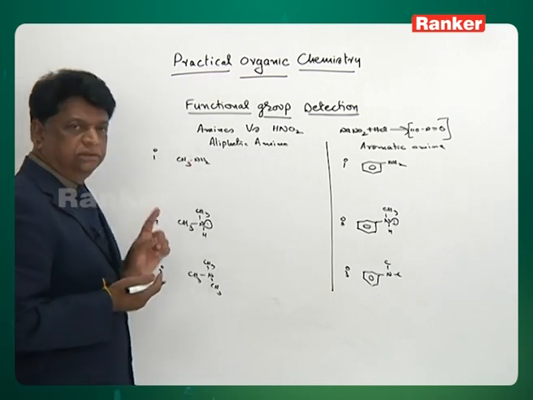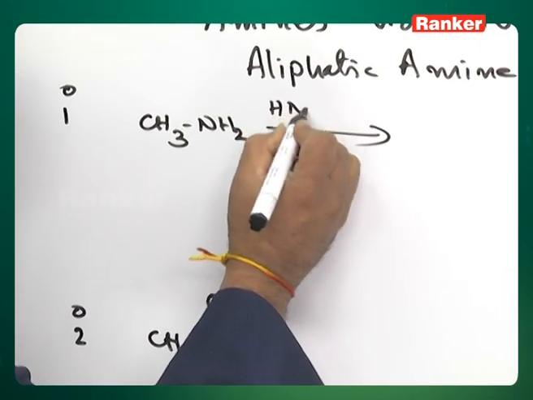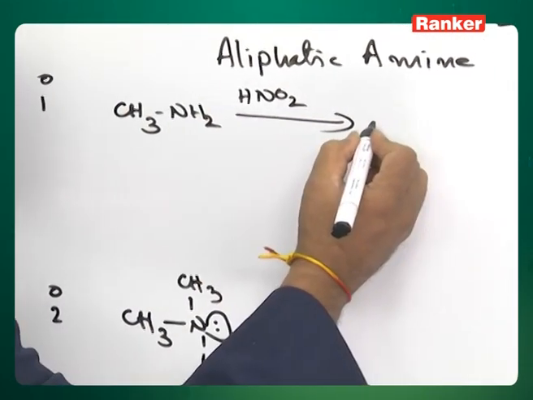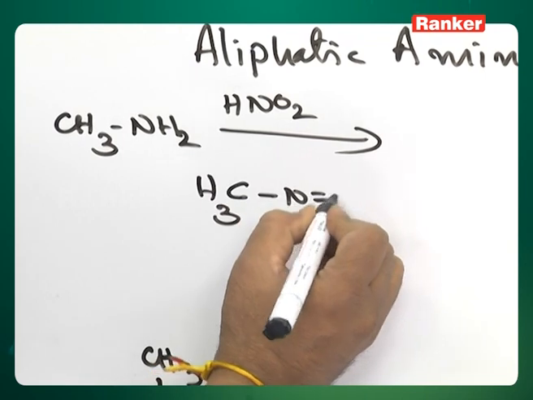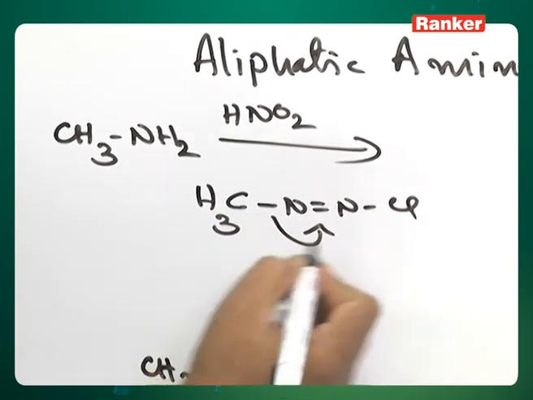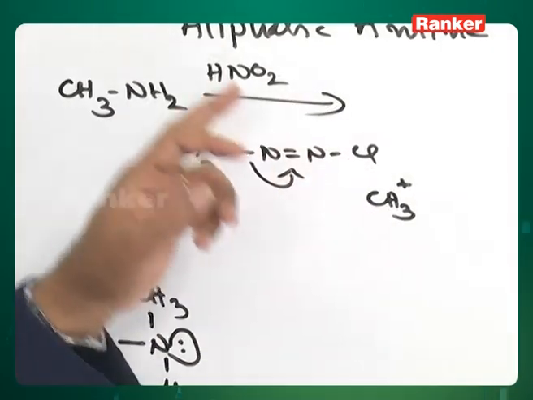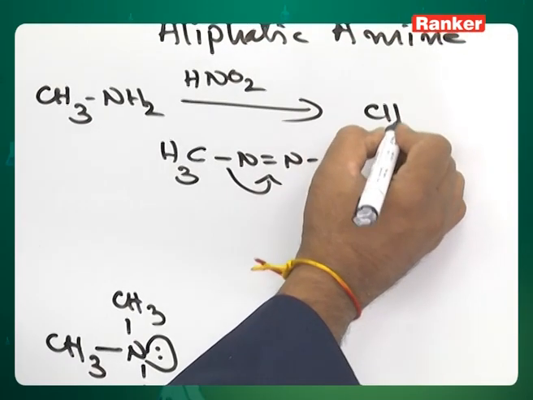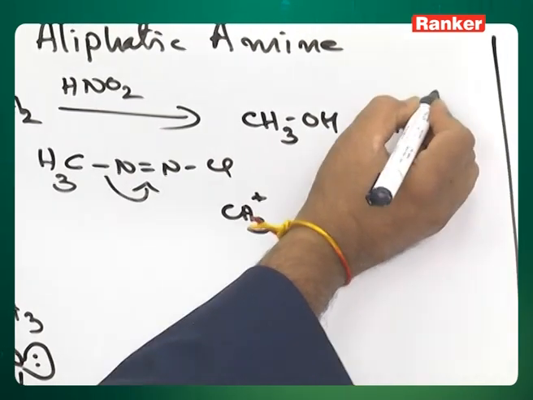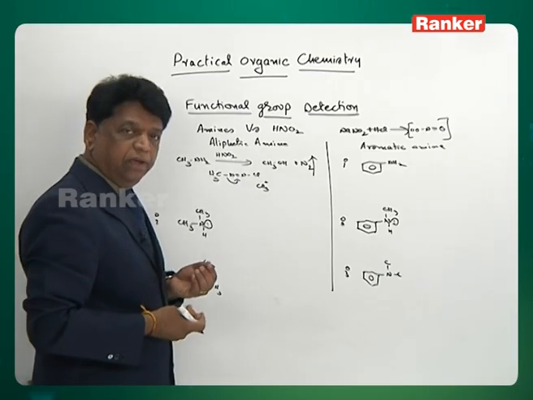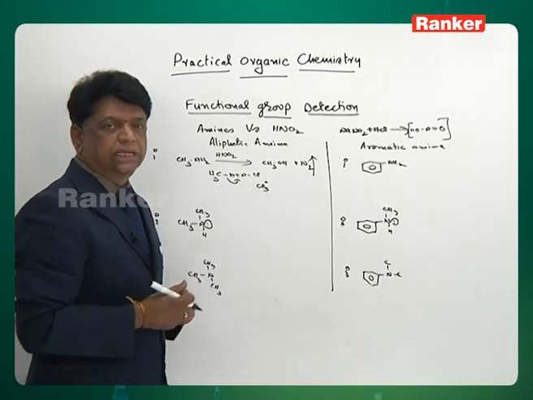Now, the reagent is one, that is nitrous acid. What happens, you see. When I add HNO2 in the first case, initially the methyl diazonium salt is formed, but the diazonium group is a highly good leaving group, therefore it decomposes and gives a methyl carbocation, which in the presence of water becomes methyl alcohol. But the N2 comes out as effervescence, just like a carboxylic acid with bicarbonate, CO2 gas comes. Like that in this case also N2 gas will come.